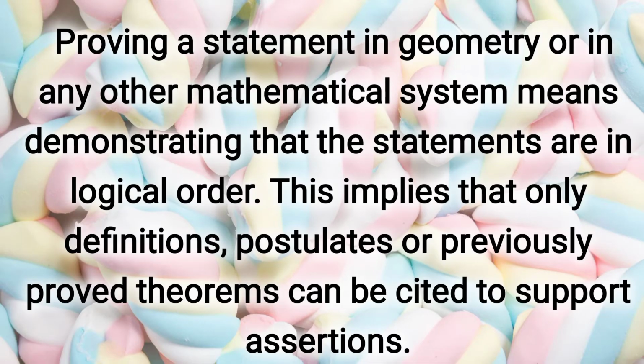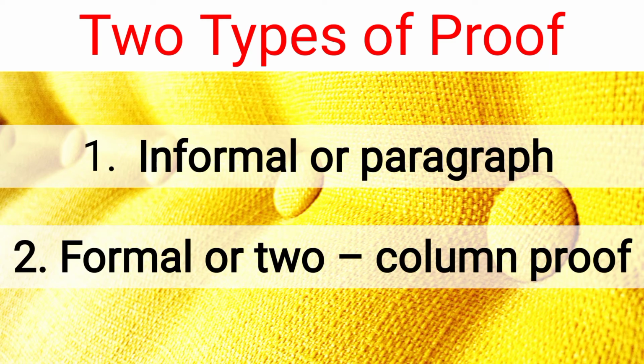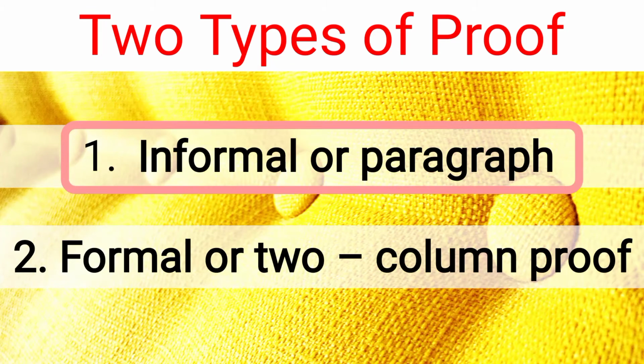Remember that proving a statement in geometry or in any other mathematical system means demonstrating that the statements are in logical order. This implies that only definitions, postulates, or previously proved theorems can be cited to support assertions. There are two types of proof: informal or paragraph, and formal or two-column proof. Let's start with the informal or paragraph.